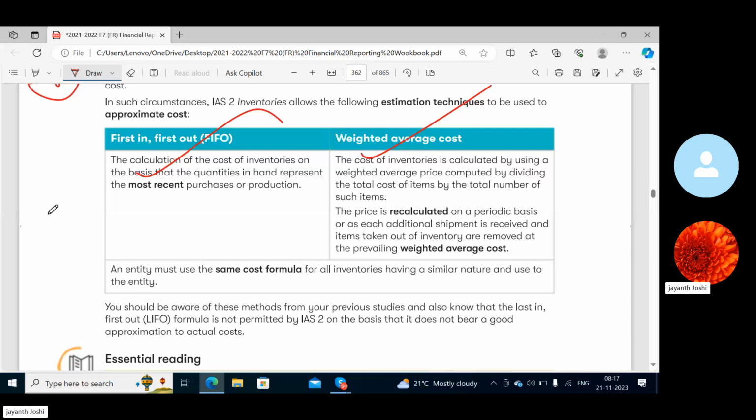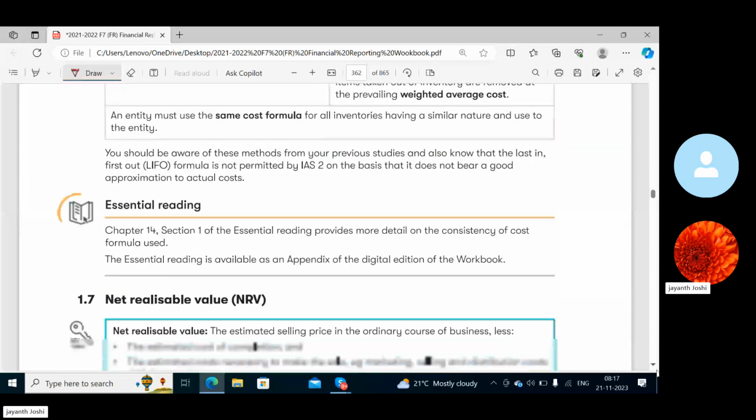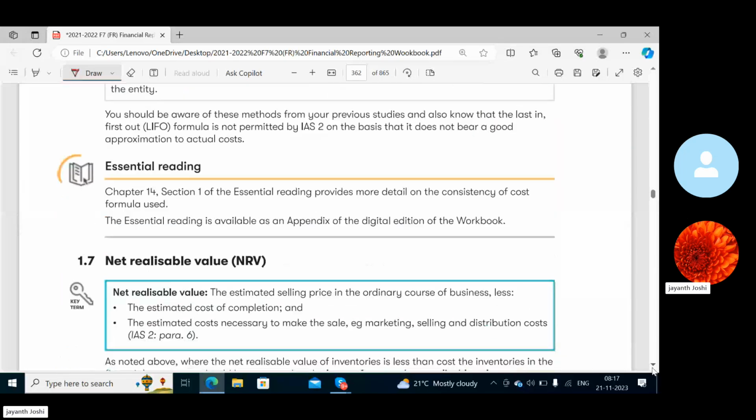I'll check and send you. Within some time. So in that you will be learning about FIFO and AVCO, and then you can find out the cost of the inventory with that. All are approximate costs, not actual cost.